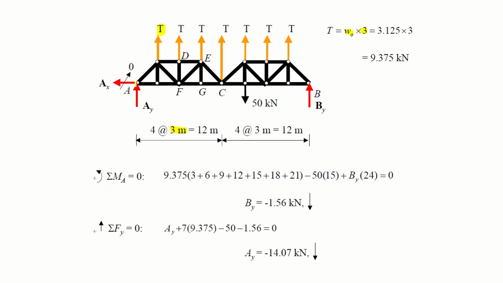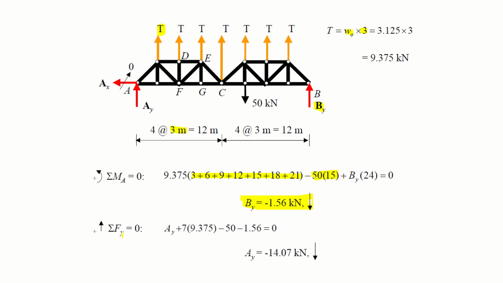now summation of moment about A is 0. We have 9.375 force of each one and it is acting at 3, multiply by 3, plus this force multiply by 6, multiply by 9, multiply by 12, multiply by 15, multiply by 18 and 21. So see, we have these vertical forces effect, right? Also we have this applied load 50 kilonewton at a distance of 15 meter, and we have this By multiplied by 24. So from here we will get the value of By, which is minus 1.56 kilonewton.